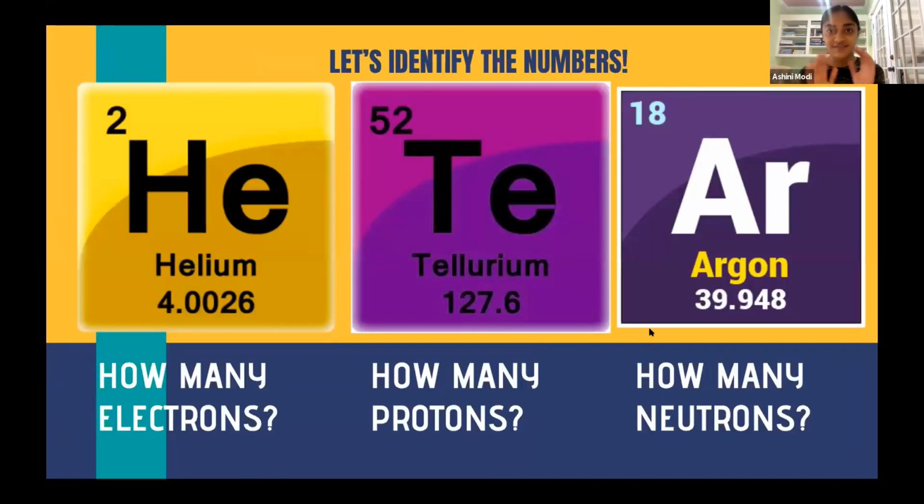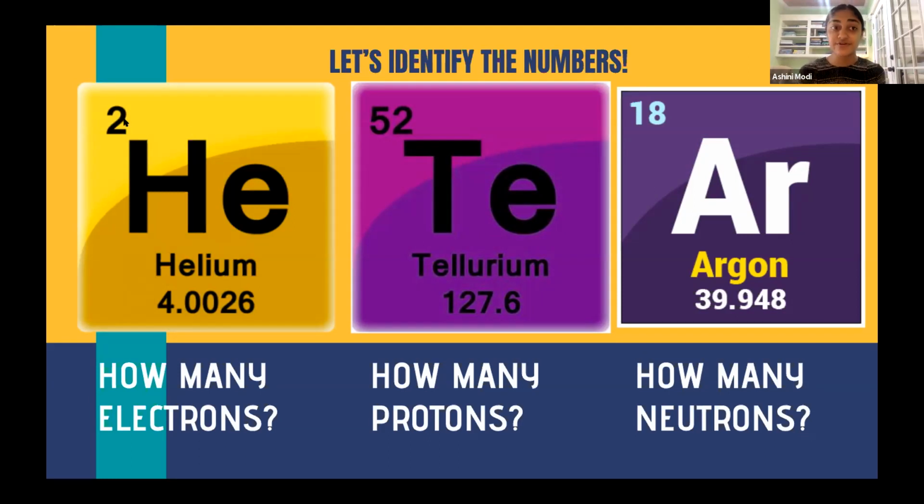So we're going to identify some numbers now by looking at these elements. On the left-hand side is helium. How many electrons does helium have by looking at the element here? Shabit? 4.0026 electrons. No, that's... oh really, wait, no, two. It's two, yes, awesome.